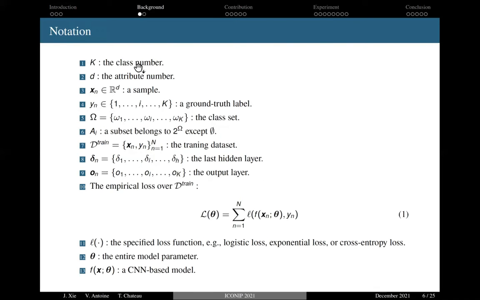Here are some notations we are going to use. We have K classes. Each sample has D attributes. A class subset is composed of K classes. The training dataset, last hidden layer, the output layer, the loss function, and the model.